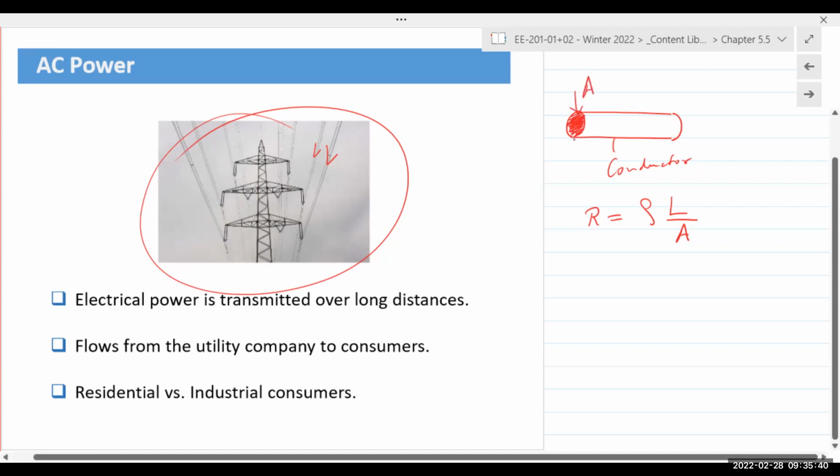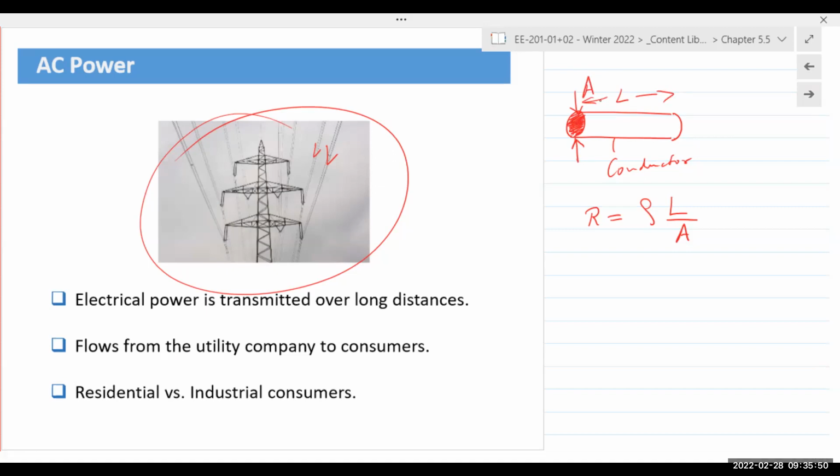So the cross-sectional area is basically A. And length, well, of course, length is however long the line or the cable is. So any piece of wire will have some resistance, and that resistance depends on this equation. Resistivity, rho, is a material property.